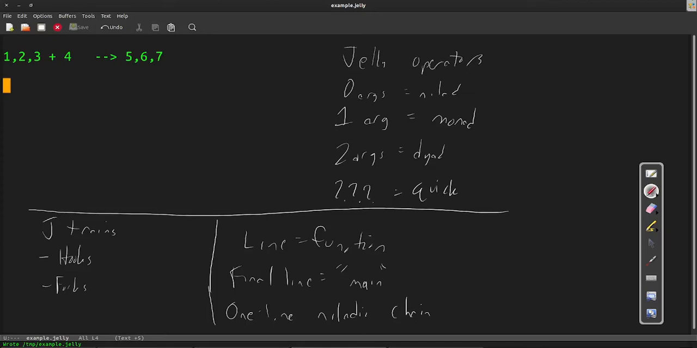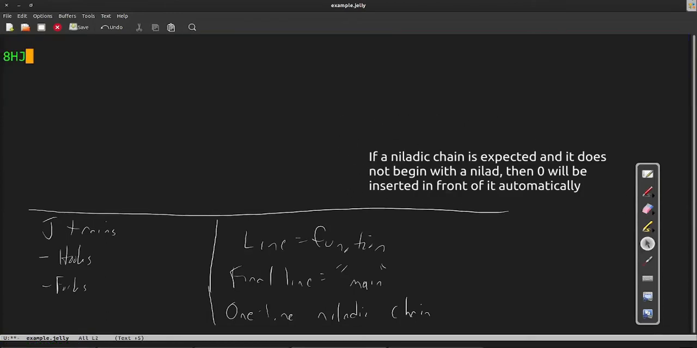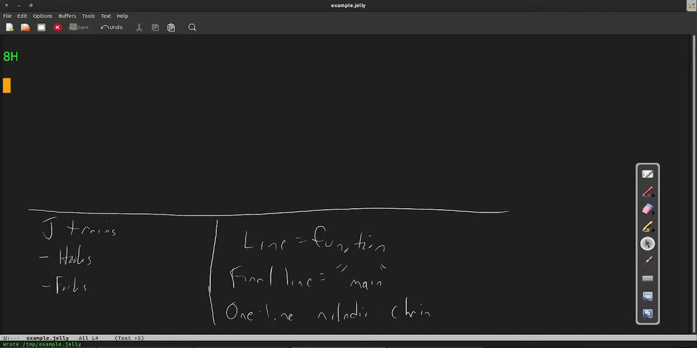A niladic chain in Jelly consists of a nilad followed by a monadic chain. The monadic chain will be evaluated with the nilad as its only argument. For example, 8 is the nilad which, appropriately, returns the number 8. H is a monad which halves its only argument. This is a niladic chain which evaluates the monad H at the input 8. So it will return 4, which is 8 halved. This program will evaluate the monadic chain HH, which consists of the monad H twice. When this chain runs, it will halve the number 8, our input nilad, twice, producing 2.